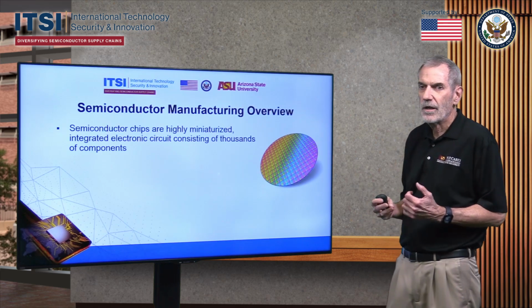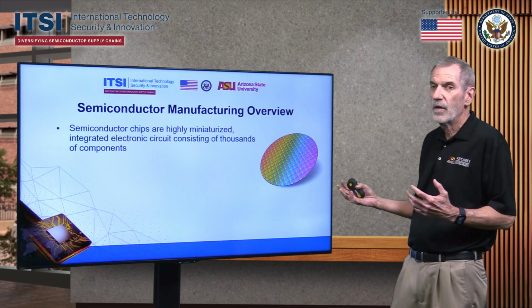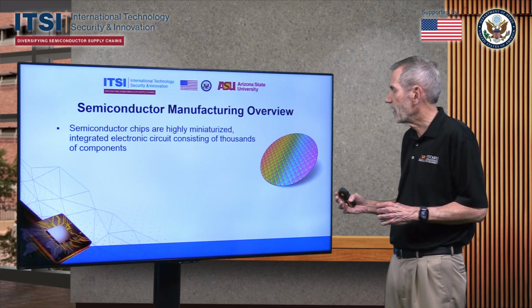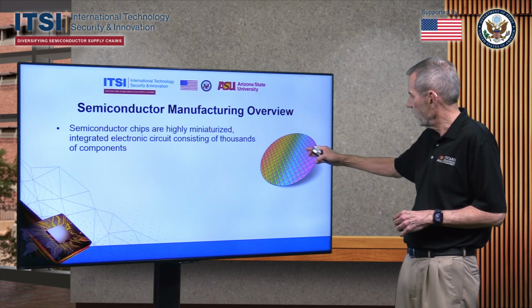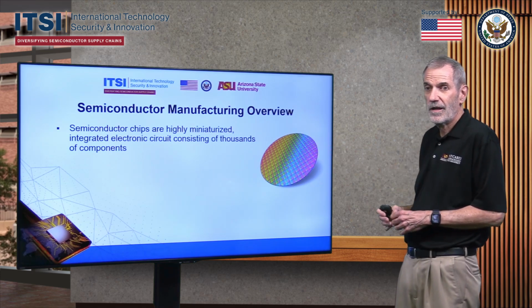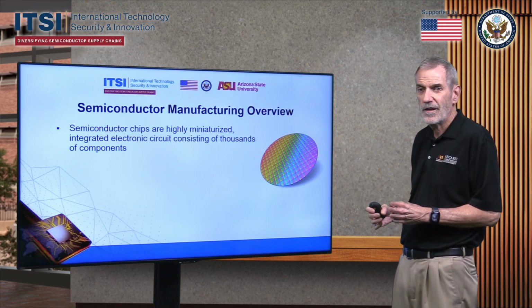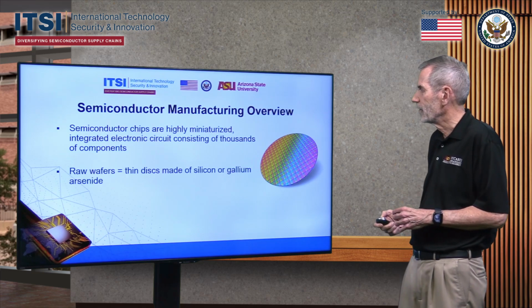So semiconductor chips, what are they? They're really these highly miniaturized integrated circuits, and they have thousands of components. So this shows a wafer that has a bunch of the chips already made on it, and they're ready to be cut up and put into the individual components.